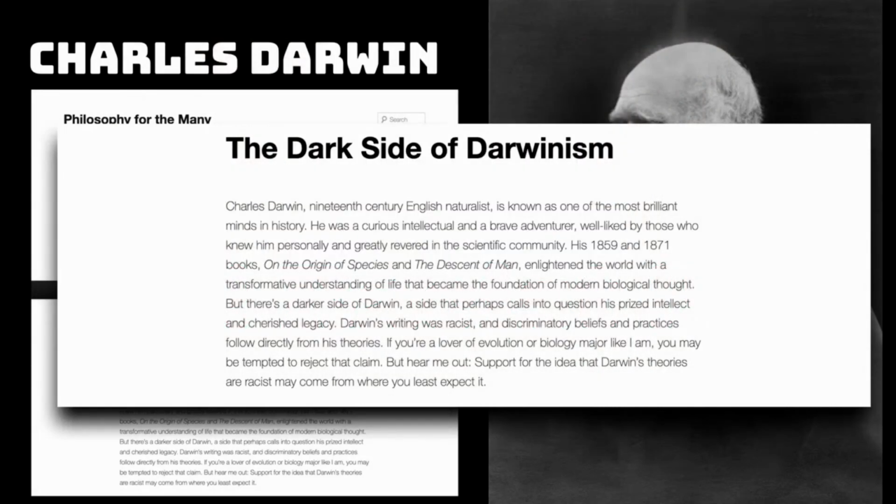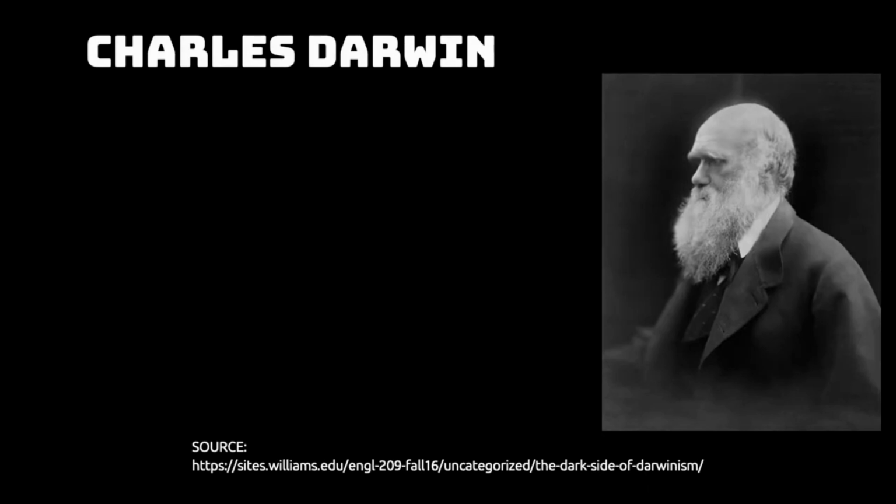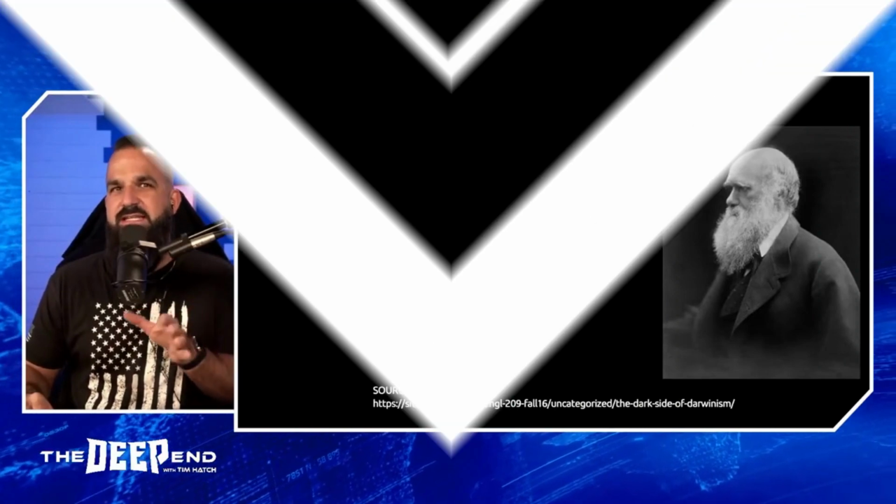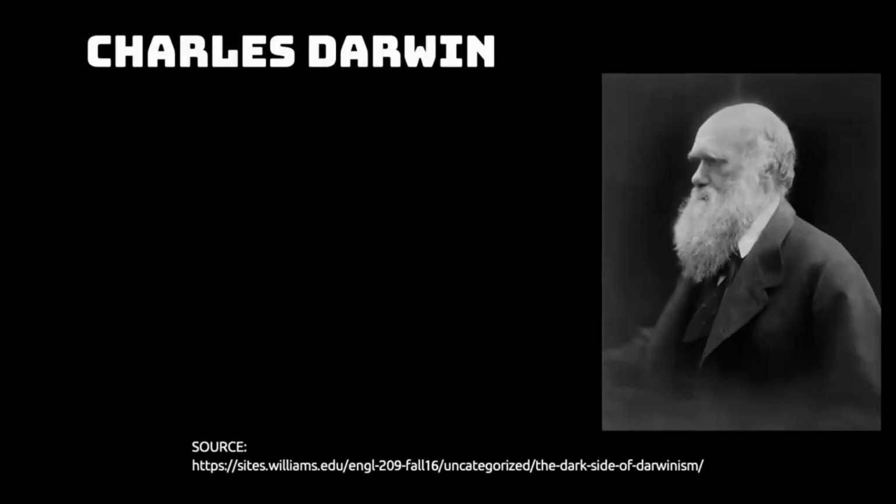If you're a lover of evolution or a biology major like I am, you may be tempted to reject that claim, but hear me out. Support for the idea that Darwin's theories are racist may come from where you least expect it. In his book The Descent of Man, Darwin applies the theories of natural selection to humans and introduces the idea of sexual selection. And Austin writes about this.